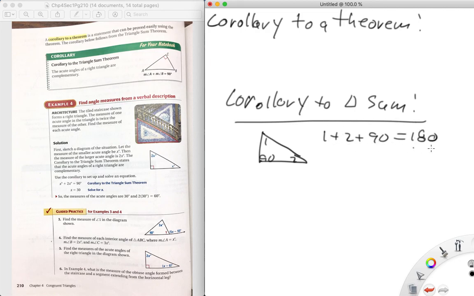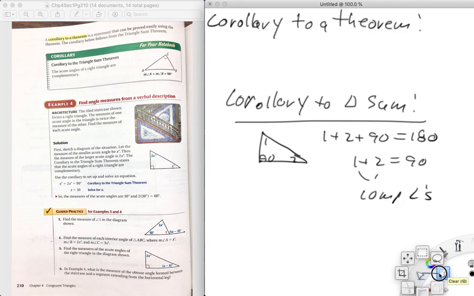The 3 interior angles add up to 180. We subtract 90 from both sides and say 1 plus 2 equals 90. Well, these two are complementary angles, just based off of that. So that's the thought process behind the corollary. We already knew that this was equal to 180, so we can easily add an extra condition. If it's 90 degrees, then we consider them complementary by subtracting 90 from both sides of 180. That is the corollary to the triangle sum theorem: if we have a right angle, then the two other angles are complementary and must be acute.